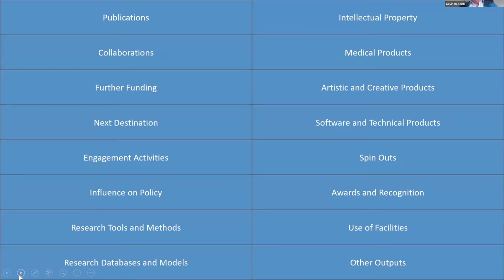So in terms of what things exactly are captured in researchfish, there are 16 high-level output types. And so here you can see the quite traditional publications and intellectual property and spin-out companies, but also it contains particular operationalizations of more amorphous things, such as influence on policy or collaboration.